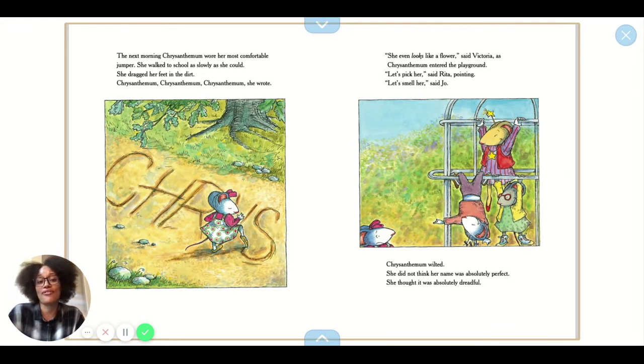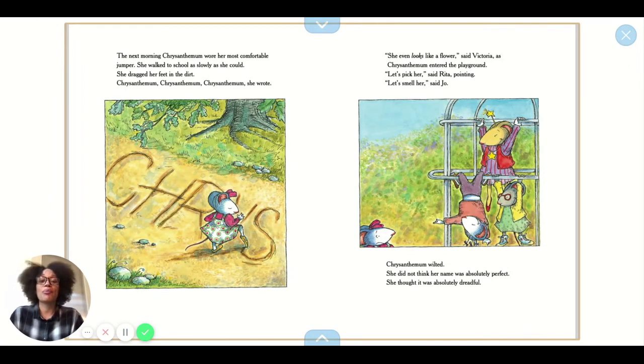She even looks like a flower, said Victoria, as Chrysanthemum entered the playground. Let's pick her, said Rita, pointing. Let's smell her, said Joy. Chrysanthemum wilted. Let's go ahead and wilt. That means you just look down. You feel sad. She did not think her name was absolutely perfect. She thought it was absolutely dreadful. Remember the word dreadful? Can you say the word dreadful? Good job. That means bad. She thought her name was bad.